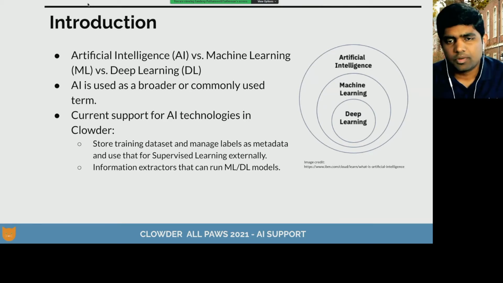But when we come to the specifics, we are talking about the current support for some of these specific AI technologies within Clowder, which are the capability to store training data sets and manage labels as metadata, and then use that training data set for supervised learning external to Clowder. And also how you can use those trained machine learning models as information extractors within Clowder.